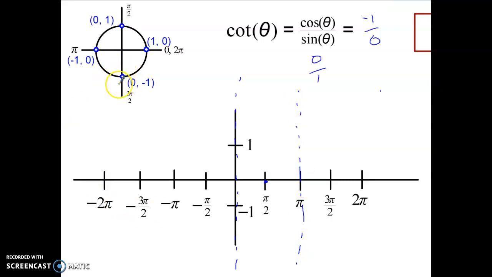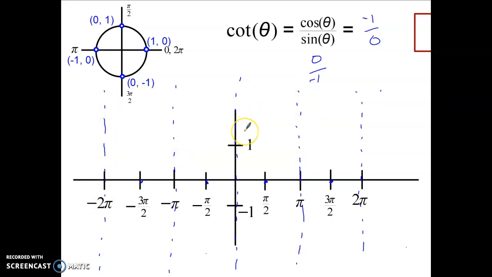All right, 3 pi over 2, 0 over negative 1. Same thing, I just need to add my negative. Still going to be 0. And then making my way back to 2 pi, cosine over sine, 1 over 0 is undefined. So I'm going to have an asymptote. The same thing is going to happen as I move around the unit circle backwards. So at negative pi over 2, I'm going to be at 0. Right here at negative pi, it's going to be undefined. Negative 3 pi over 2, back to 0. And then at negative 2 pi, again, it's undefined.